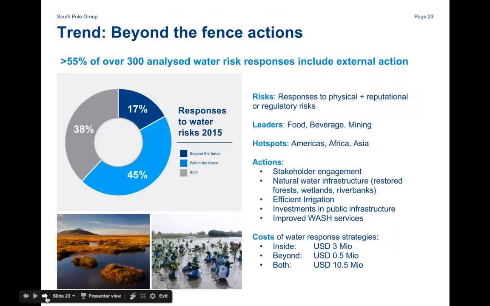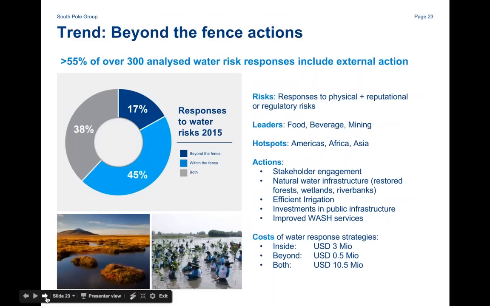So how did these companies react? How do they manage their risks? What are the trends? We see that in more than half of the responses, companies applied a strategy that entailed an external action component. And that's pretty interesting. While 5 years ago, water footprint assessments were the paradigm of corporate water stewardship, now companies start to realize we need to engage the basin.